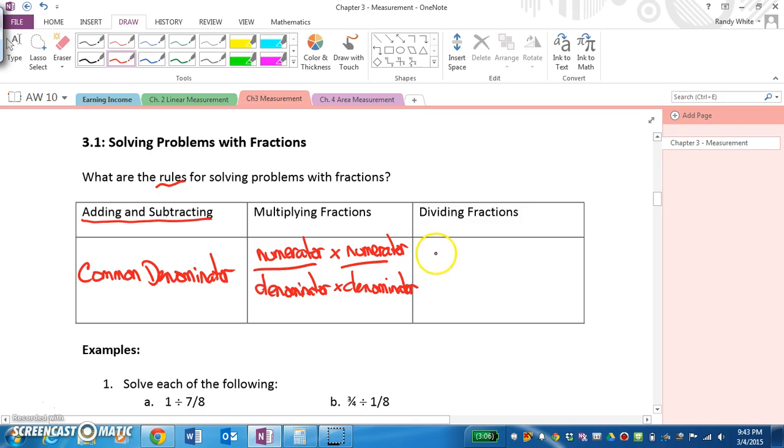Dividing, it's numerator over denominator, so you take the first fraction, then we change the division sign to a multiplication sign, and then we invert the fraction. So the denominator of the second fraction goes on top, and then the numerator goes on the bottom. And then we just cross-multiply, or we just multiply straight across. So let's do some examples here.